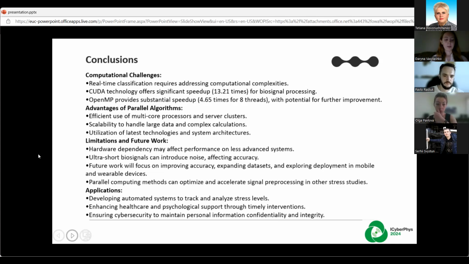OpenMP also achieved a substantial speedup, 4.65 times for 8 threads. The advantages of parallel algorithms include efficient resource use, scalability, and the ability to leverage the latest technologies. Despite achieving a high classification accuracy of 87.98% with ultra-short biosignals, limitations include hardware dependency and potential noise introduction. Future work will focus on improving accuracy, expanding the dataset, and exploring real-world deployment scenarios to enhance the robustness of the systems.